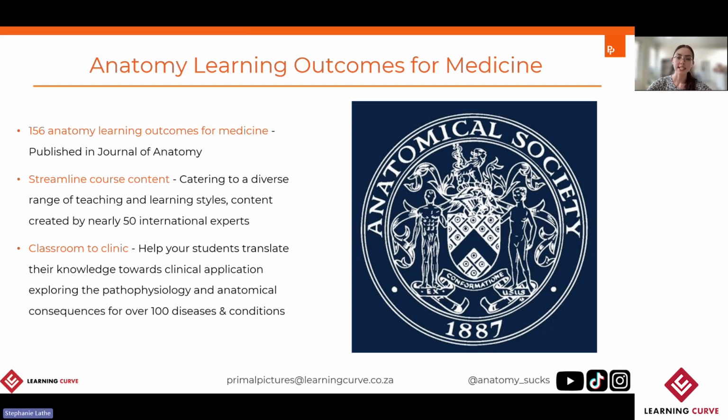The Anatomical Society of UK and Ireland developed 156 anatomy learning outcomes for medicine, which were published in the Journal of Anatomy. The most recent publication was its second rendition of these outcomes, because they did really streamline them, and they used a Delphi process, including a panel of experts, to make it incredibly clear what anatomy needs to be known by a medical student.